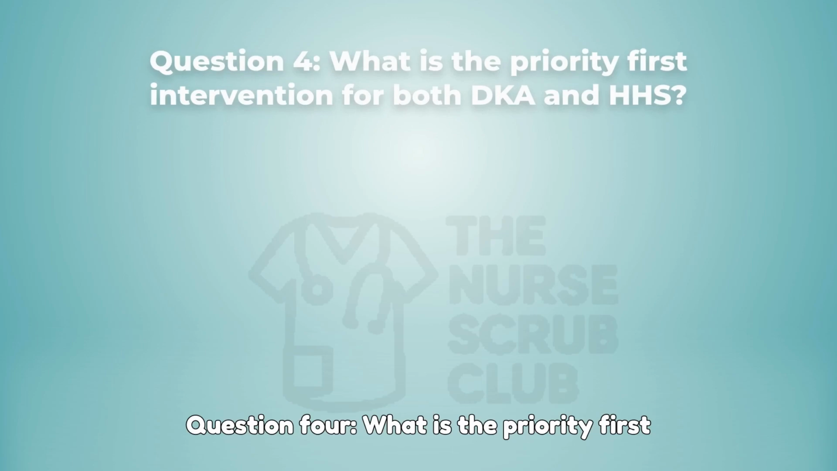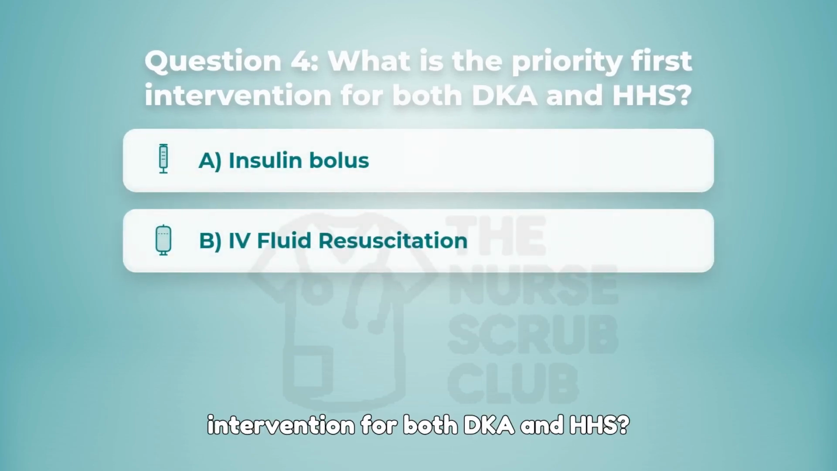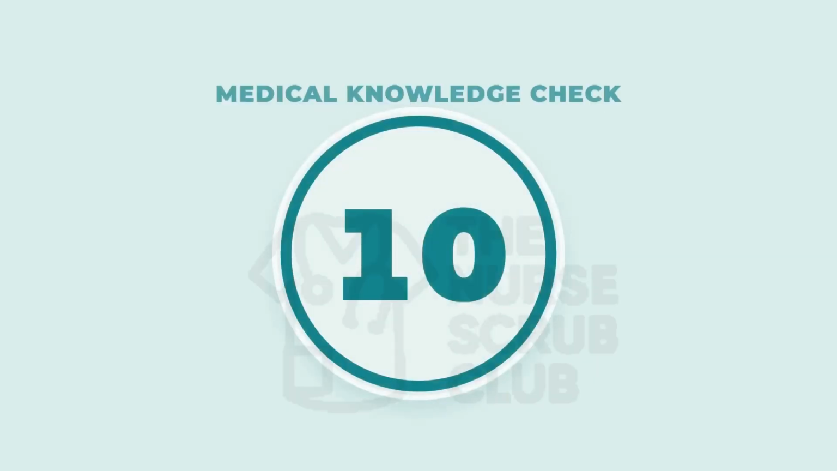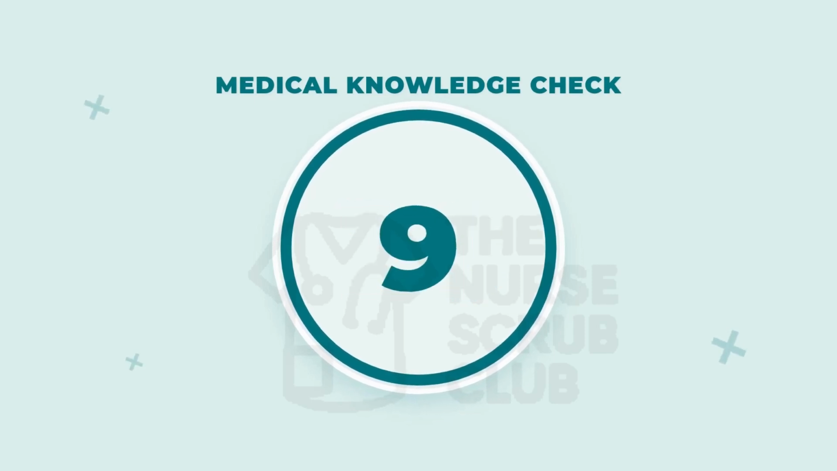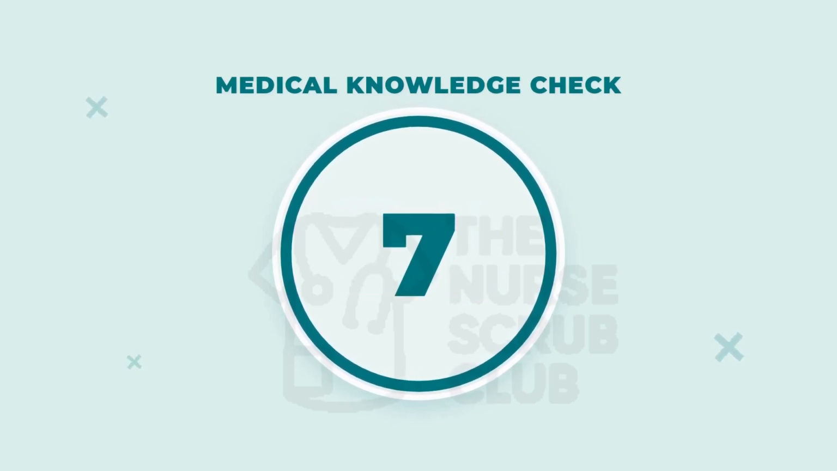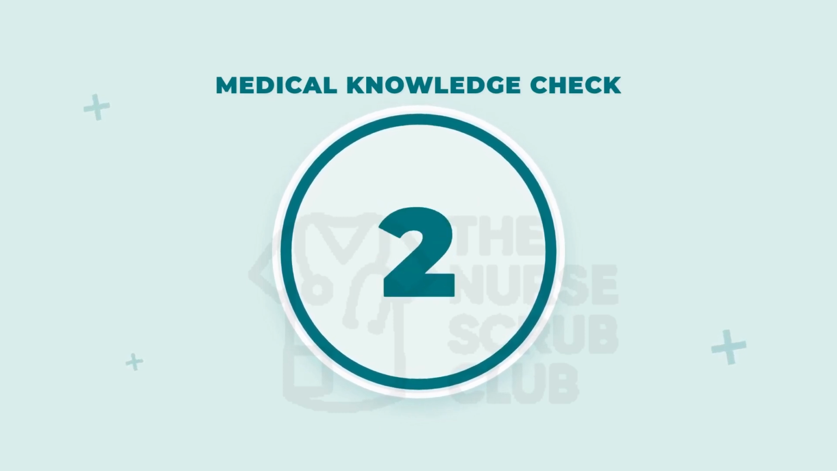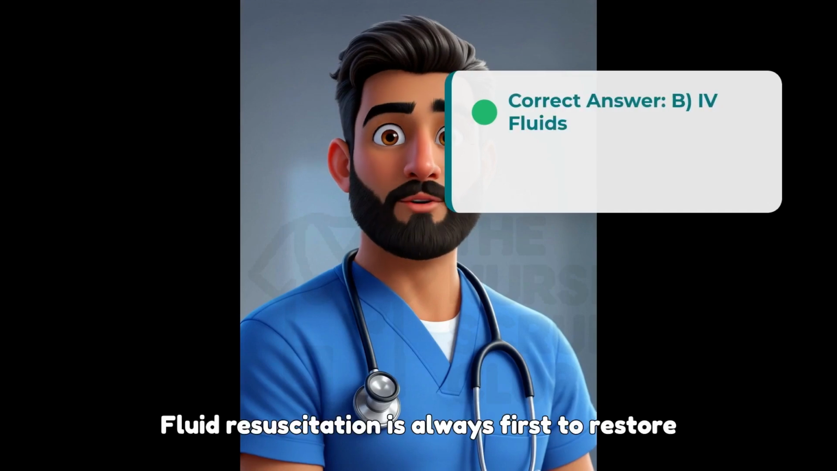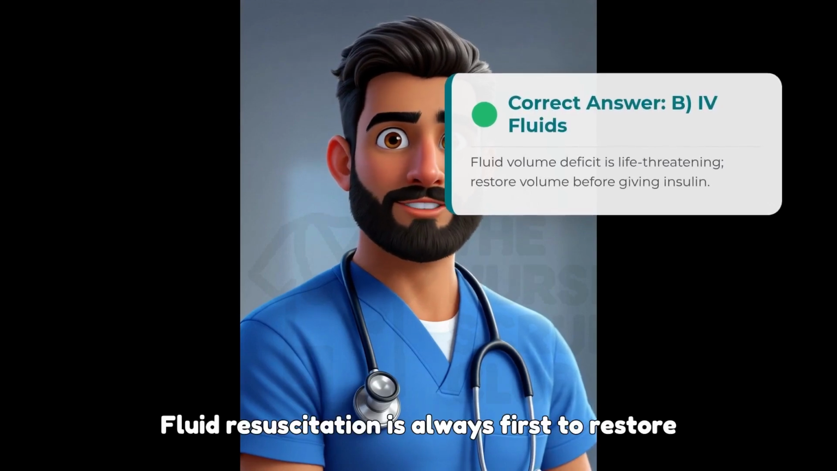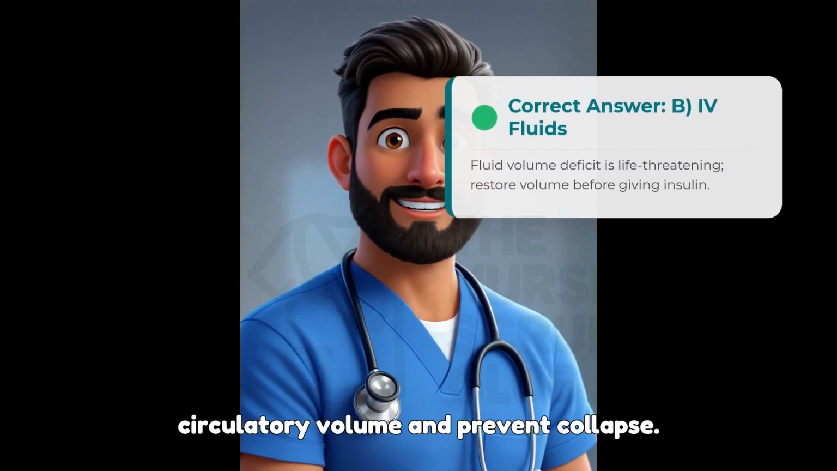Question 4. What is the priority first intervention for both DKA and HHS? B is correct. Fluid resuscitation is always first to restore circulatory volume and prevent collapse.